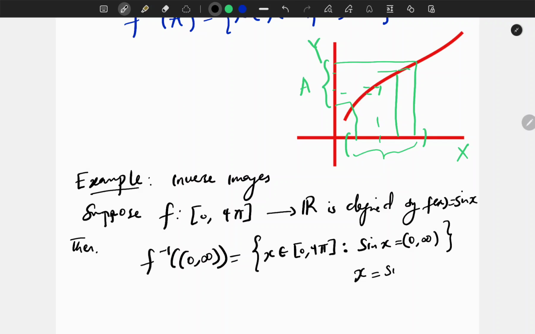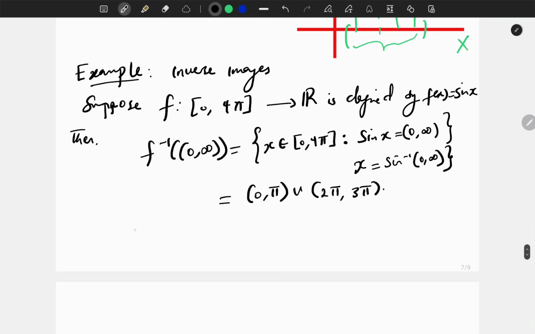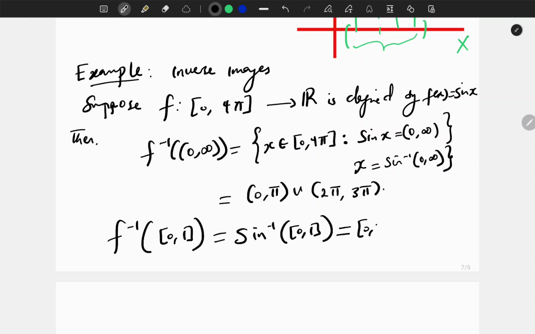And I want x equals the inverse of 0, infinity. So if you take the inverse of that, then you are going to have 0, pi union 2 pi, 3 pi. So if you find the inverse of the closed interval 0, 1, that is equal to 0, pi union 2 pi, 3 pi union 4 pi.